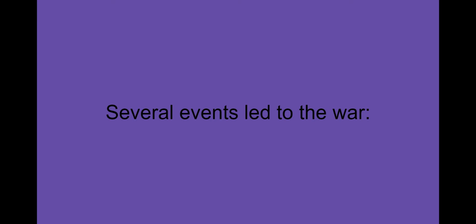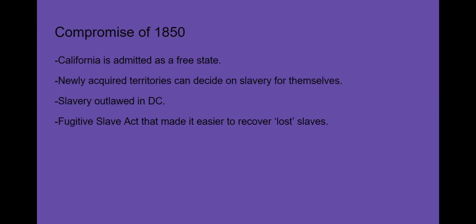So the first attempt to answer that question was the Compromise of 1850, which basically was actually a series of 5 laws. So this wasn't one sweeping law. There were 5 different laws in it. Some of the highlights of those included California being admitted as a free state. So that would potentially upset the balance of free and slave states.